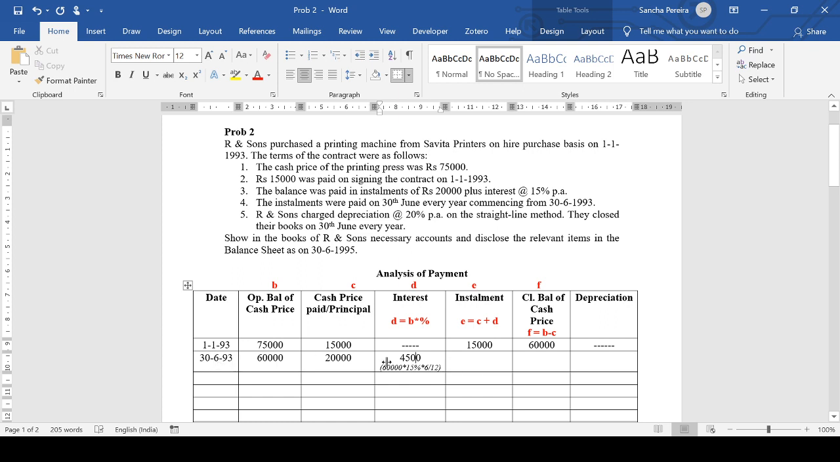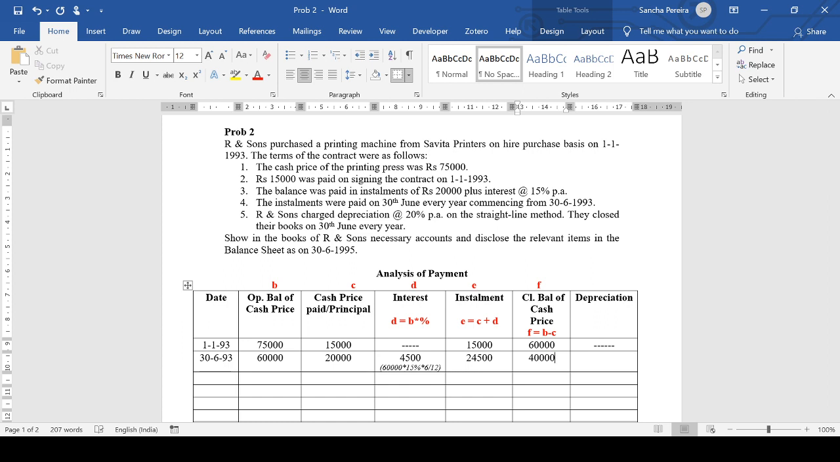Next we move on to the calculation of the installment. How much will the installment be? Installment is always your cash price paid plus your interest, so it's going to be 24,500. Then we move on to the closing balance of cash price. Please be careful here. Closing balance is always opening balance minus cash price paid, not minus the installment. Please remember that, because sometimes there could be confusion. So opening balance is 60, cash price paid is 20, so here we will have 40.